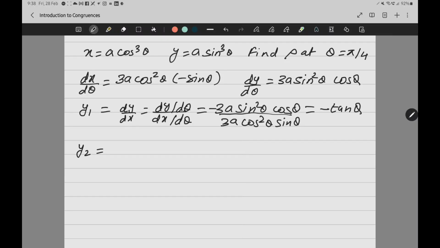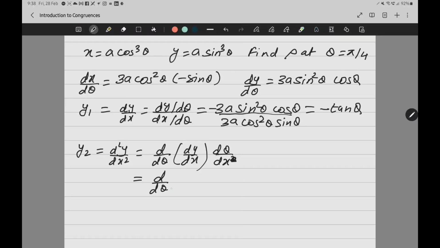Now I will find out y2. y2 means, what is the formula for y2? It is d2y upon dx square, but it is parametric form. So the formula works like this: d by d theta of dy by dx into d theta by dx. So if you are okay with this formula, then only you should use this method. Okay. So now substitute the value.